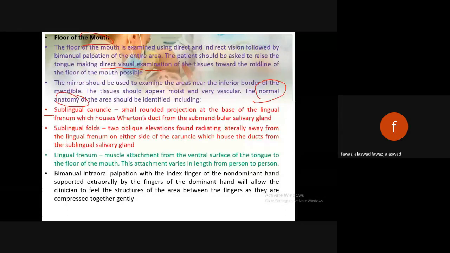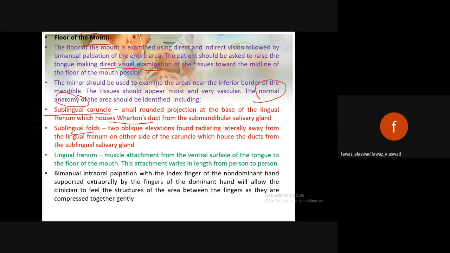The sublingual caruncle is a small rounded projection at the base of the lingual frenum, which houses the Wharton duct. As we said, the canals open into the oral cavity: the parotid through Stensen's duct, the submandibular through Wharton's duct. The sublingual gland's opening is a bit different, with multiple ducts that are fused with each other.